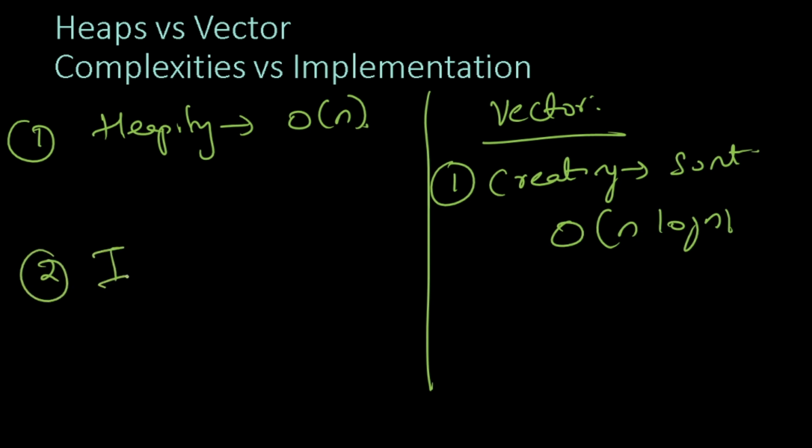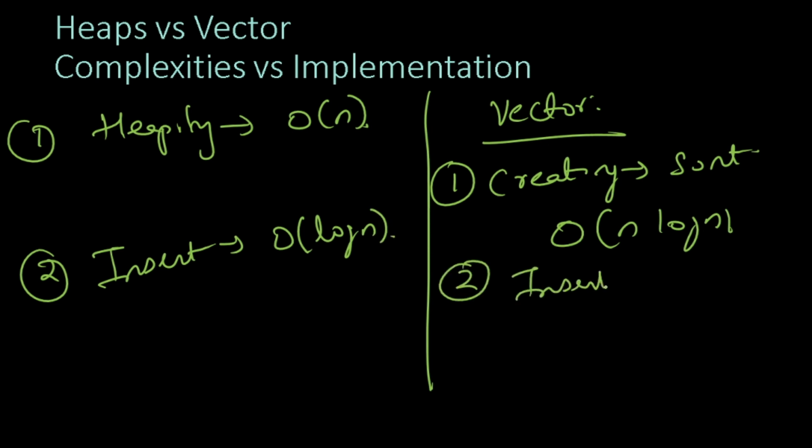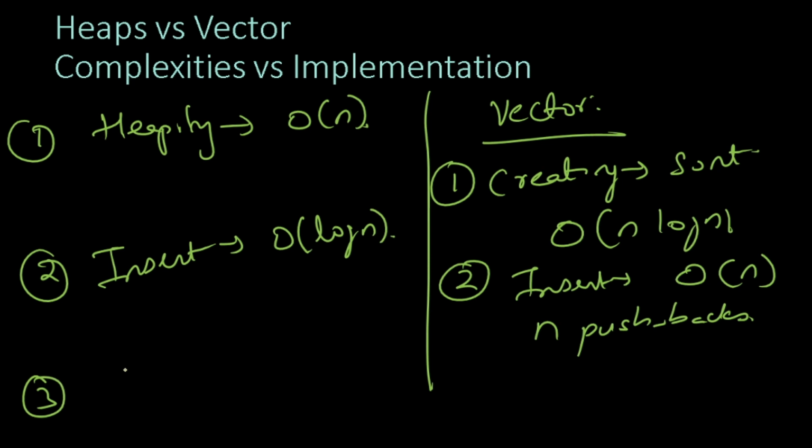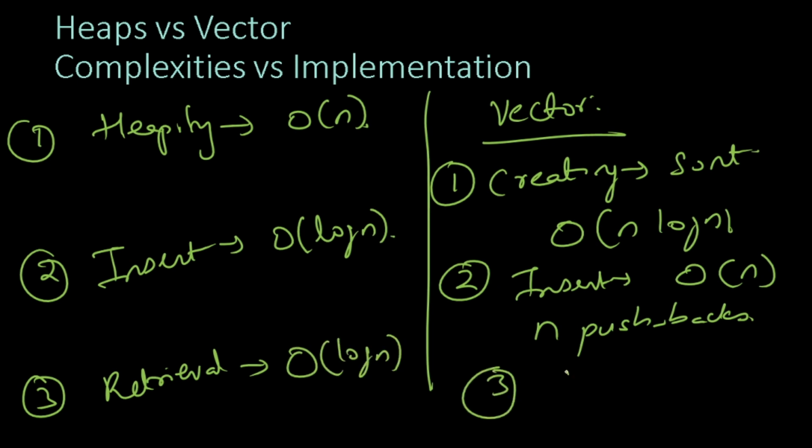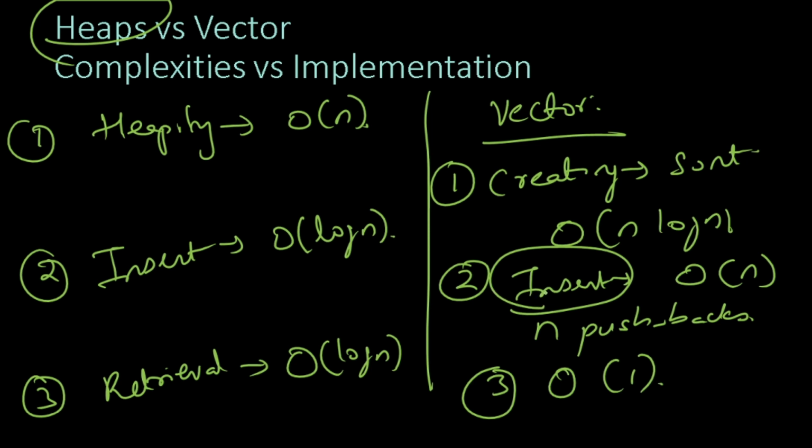Number 2, when we were inserting, here the complexity is order of log n. For the vector, the complexity of insert is order of n because of n pushbacks. The third, for retrieval, this is the only case where vector does better. Retrieval complexity for heap was order of log n. Here it was order of 1. So overall heap wins. Because remember, even one insert operation will be significantly more expensive than several retrieve operations.